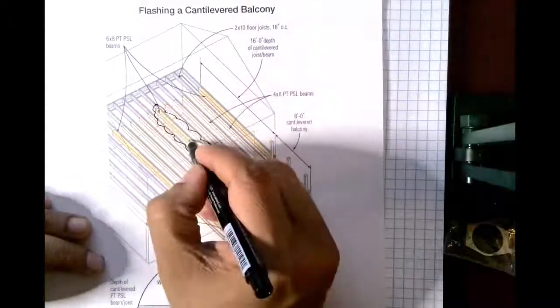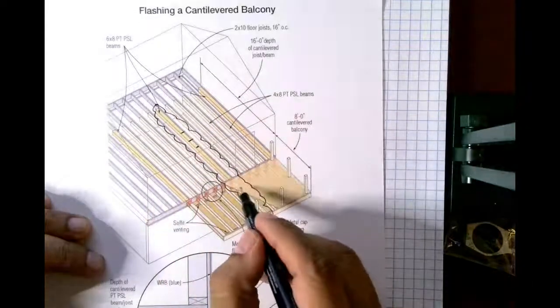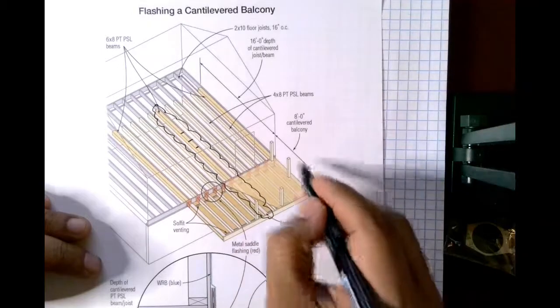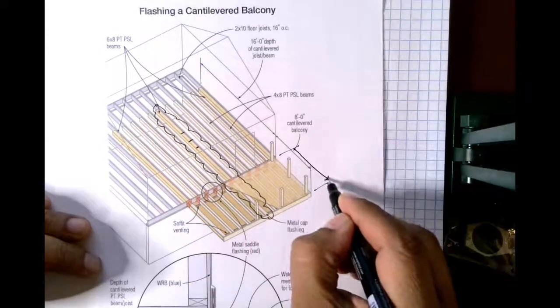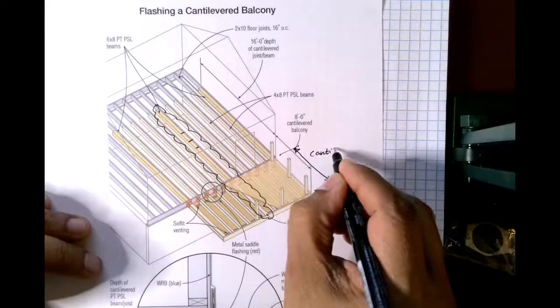And when we say sistered, you can see there's a double joist connection. These are bolted or nailed together. And then the joist cantilevers out. This is the cantilever of the span. This is the overhang, if you will. We call it the cantilever.